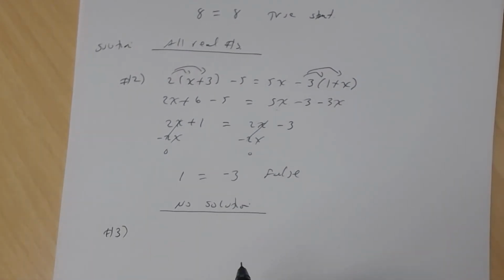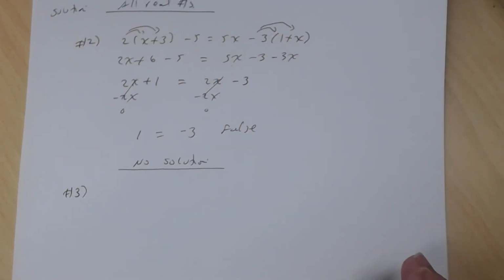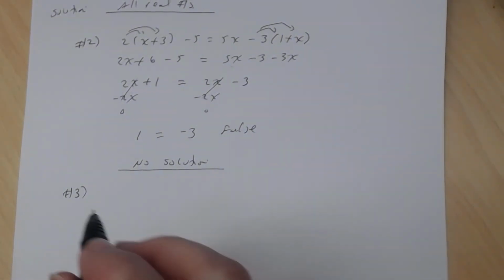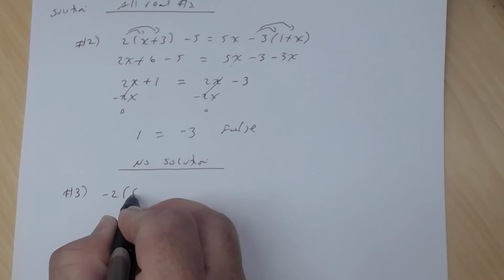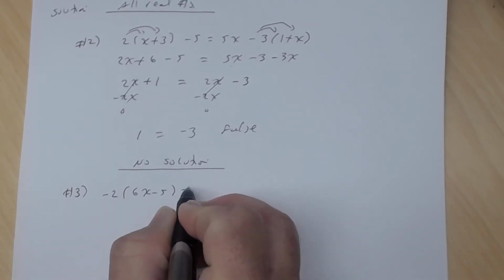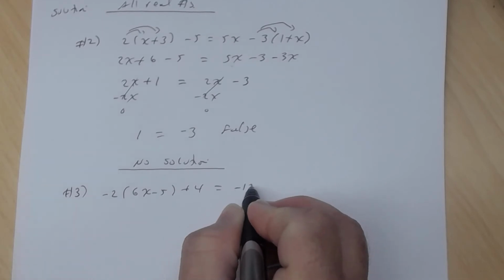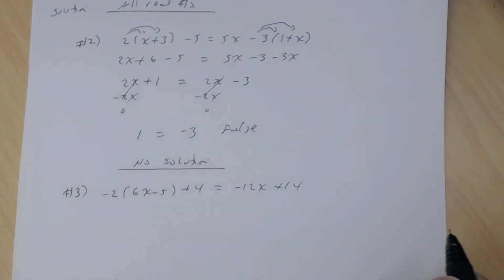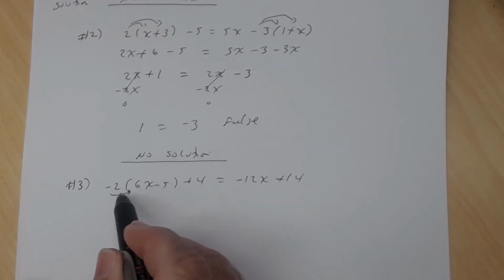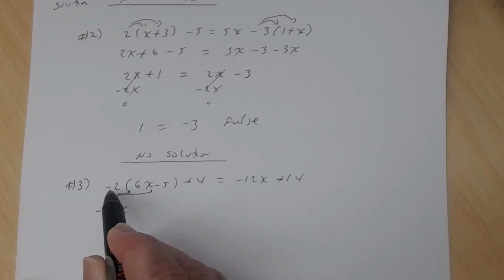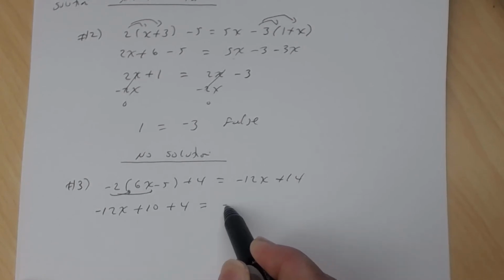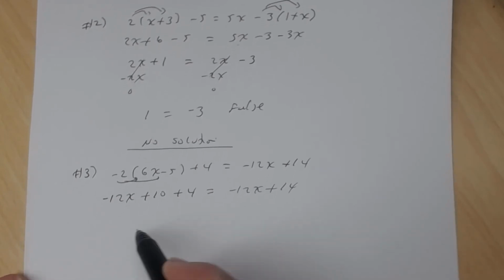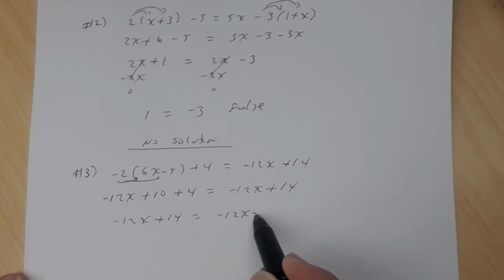So that was a very simple objective. So let's say we had negative 2 times 6x minus 5 plus 4 equals negative 12x plus 14. All right, so using distributive property, we're going to distribute the negative 2. We get negative 12x. A negative 2 times a negative 5 is a positive 10 plus 4 equals, and then negative 12x plus 14. Combining like terms, I get negative 12x plus 14 equals negative 12x plus 14.